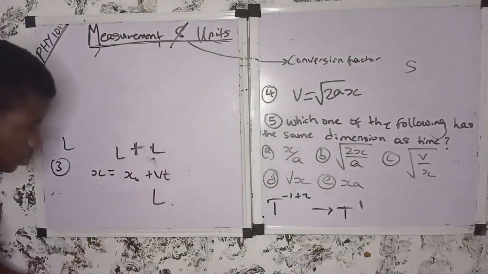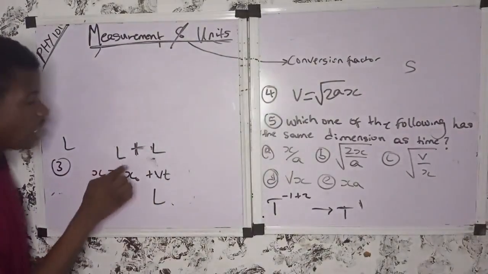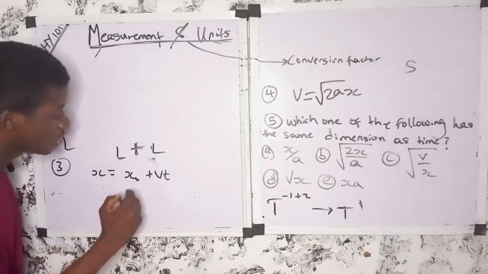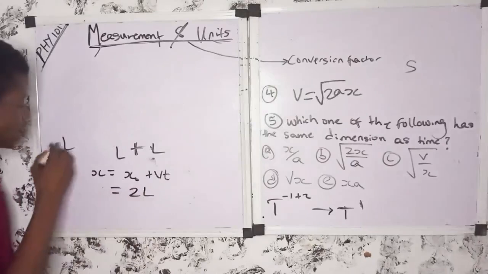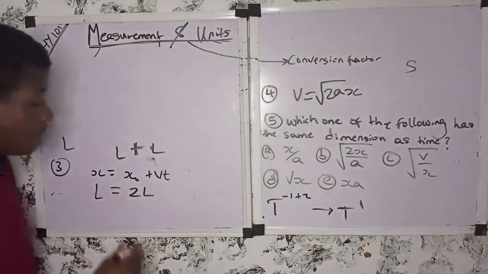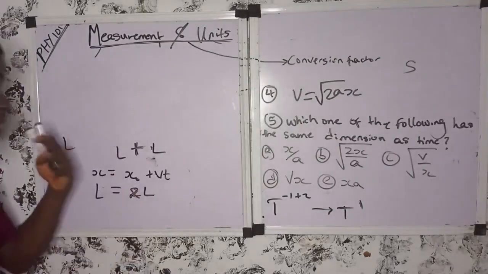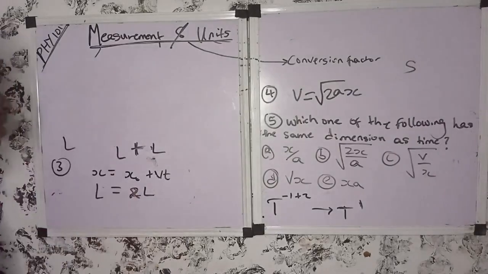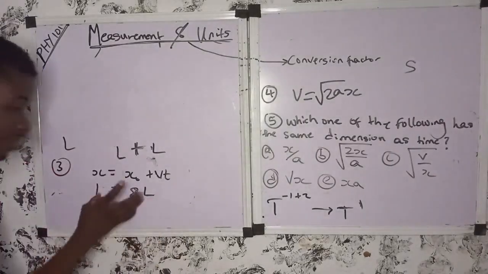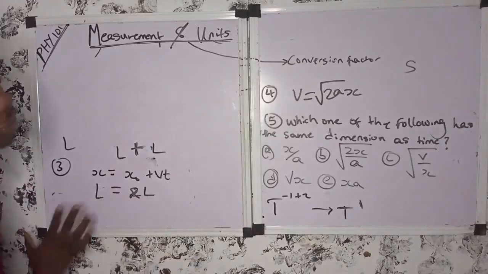Yes, remember this one is L. Now L plus L will give us 2L. Then this other side is L. Remember, values don't have dimension, so we can cancel it. So that is why this equation is dimensionally correct. I don't know if you understand. L equals L. So that is why this equation is dimensionally correct.